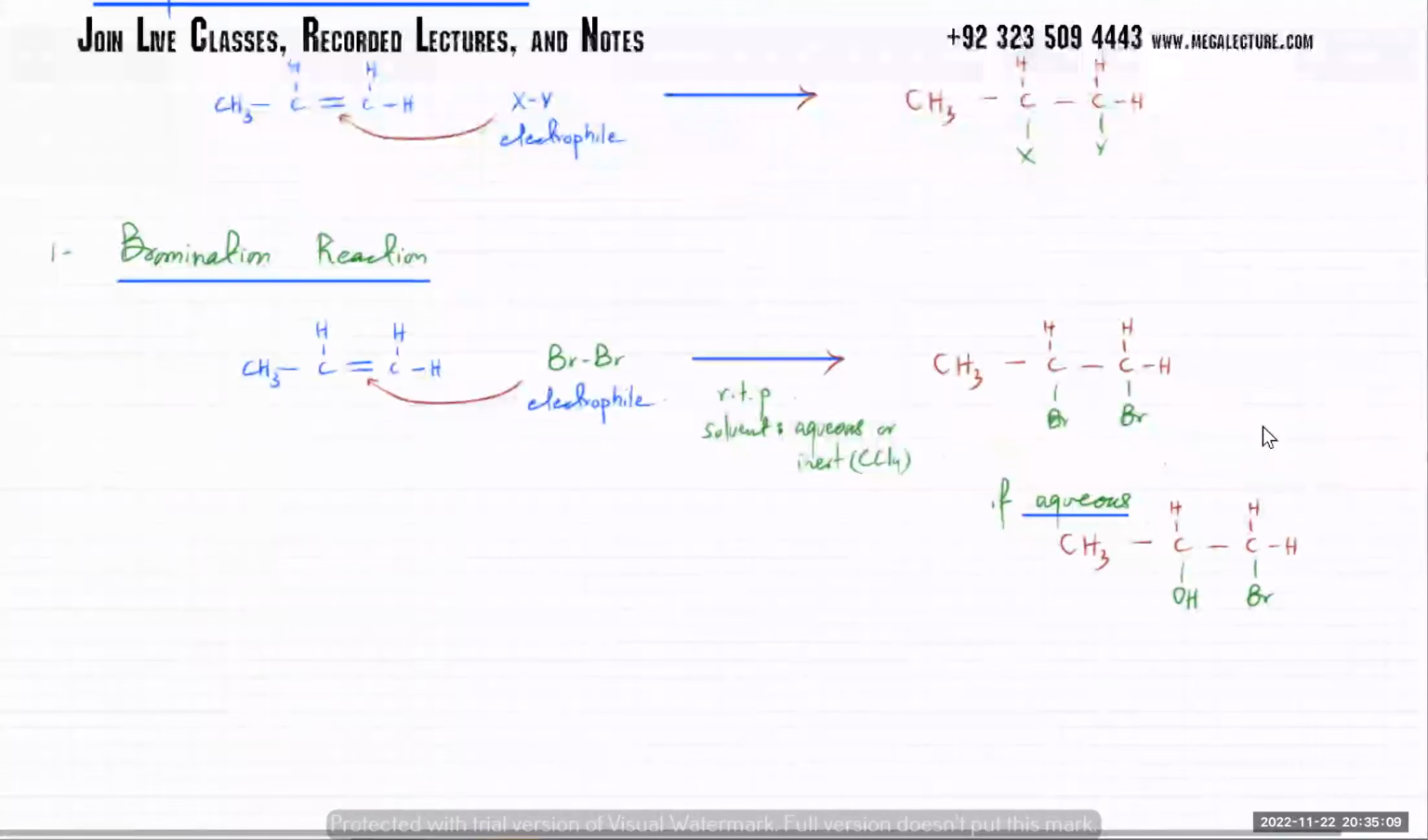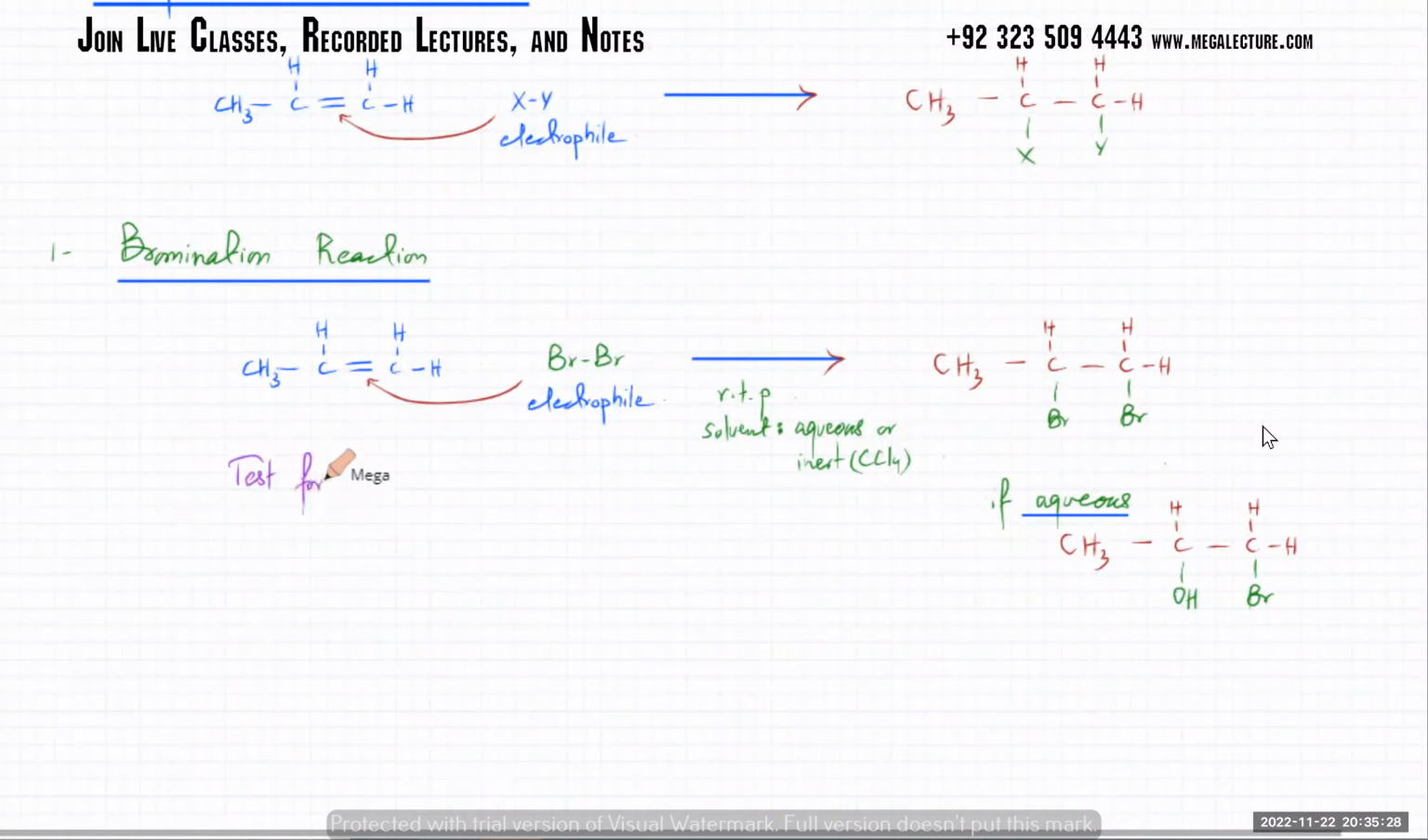Sir, it was more important in addition reactions only. Why? Its importance was that it was a test for identifying alkenes. Remember? Yes, sir, it was a test for unsaturated compounds. Okay, so it's a test for identification of unsaturated compounds. Anything that's got a double bond is going to result in a positive test.